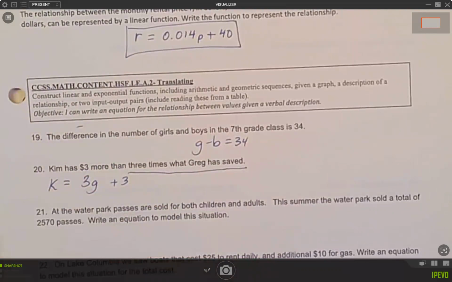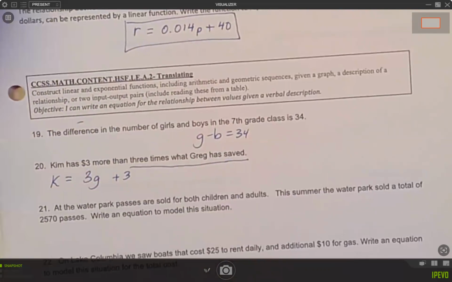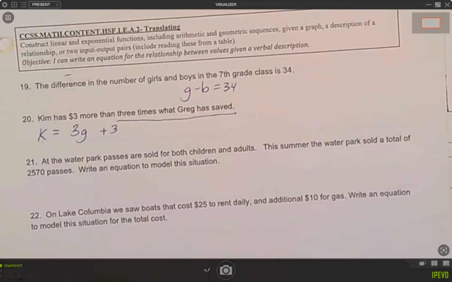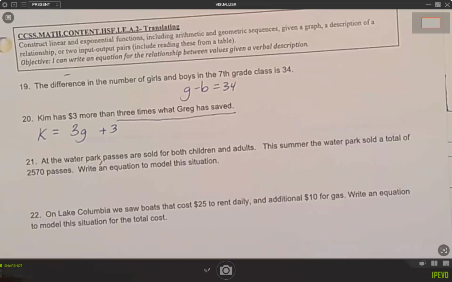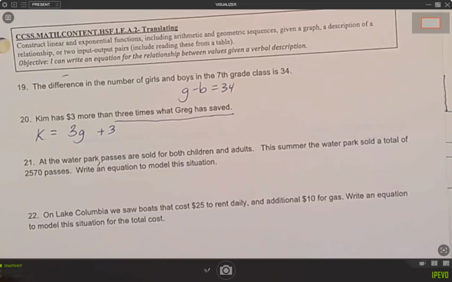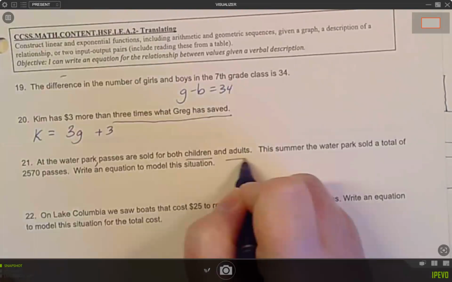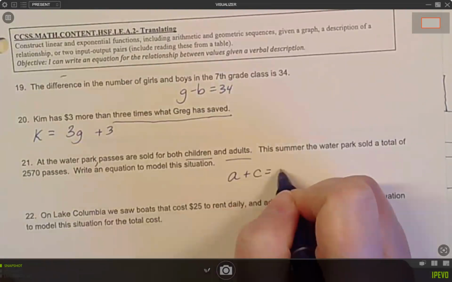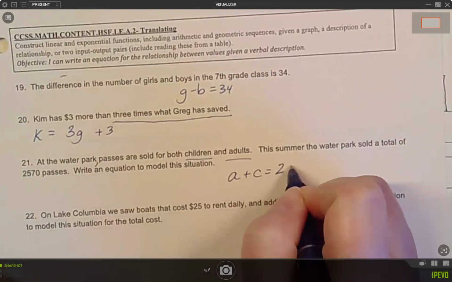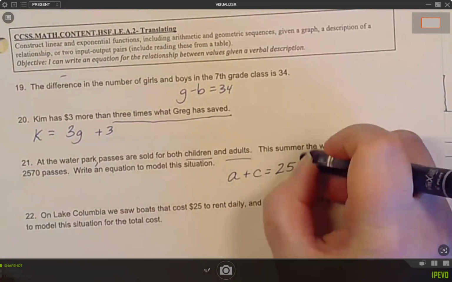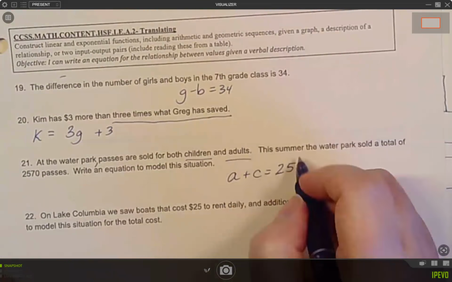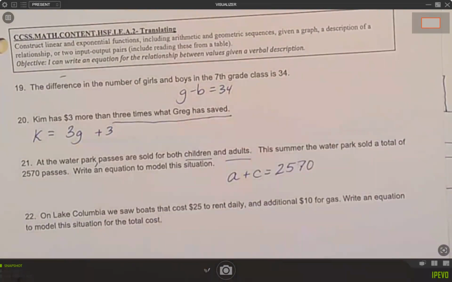Number 21, at the water park, passes are sold for both children and adults. This summer, the water park sold a total of 2,570 passes. Write an equation to model this situation. So children and adults. So adult passes plus children's passes equal the total of 2,570 passes. I almost wrote 2,550. So adult passes plus children's passes equals 2,570.